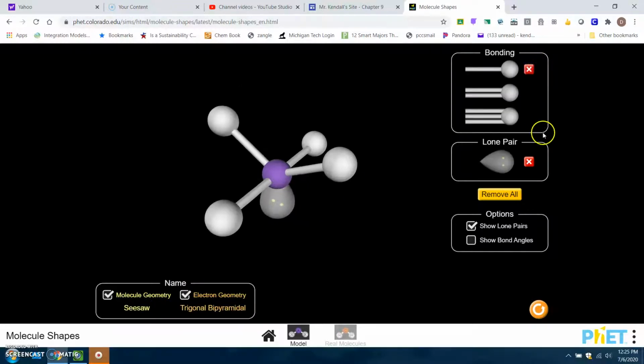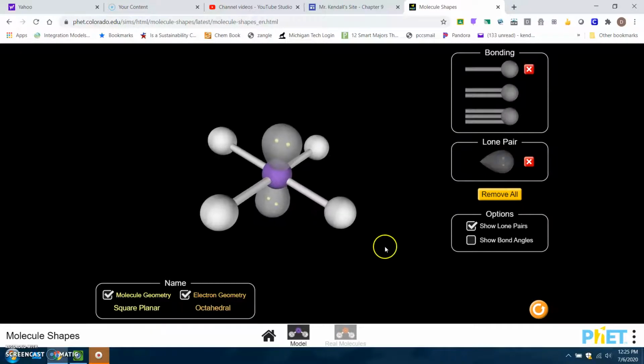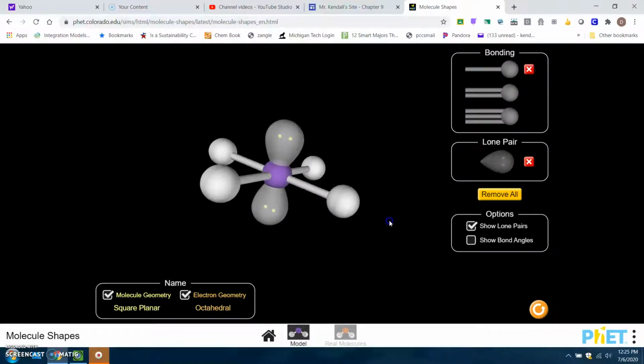Knock off one more, and we'll add in another lone pair. And the shape that you see, again, is a square in a plane. So it's like a piece of paper, square. Here's the center, the purple, and then the 4 corners are the other atoms, onto that plane. That's the last one. Okay, so we won't need this anymore.